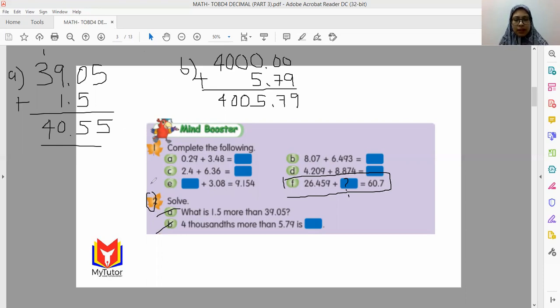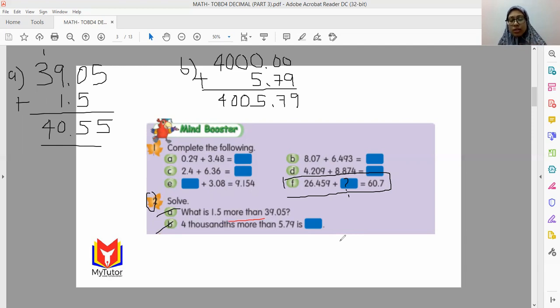2A. The question is asking what is 1.5 more than 39.05? So what is this question really asking? What does it want? Putri. So it's asking, huh? It's okay. You don't know. All right.